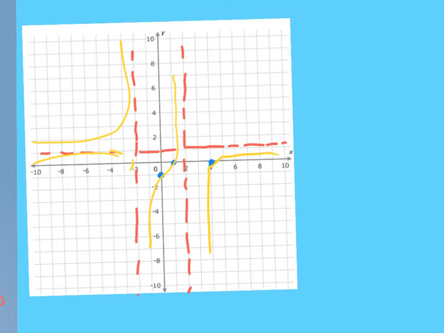So the horizontal one you can cross, but the slant one you can't? Correct, and not the vertical one. Okay, thank you. You're welcome.